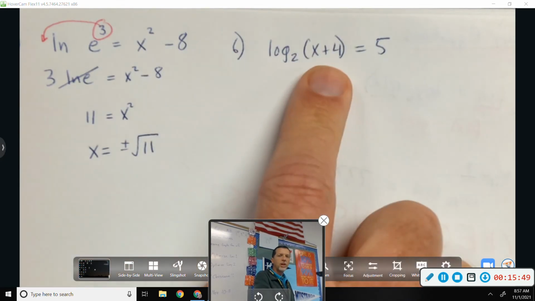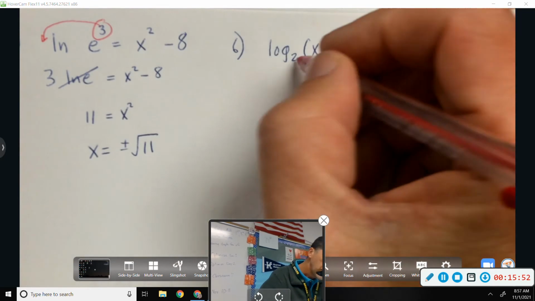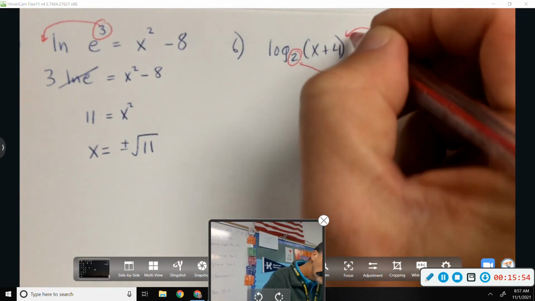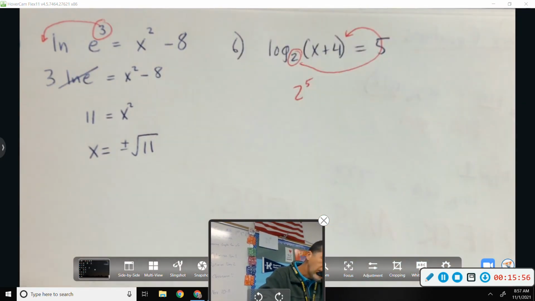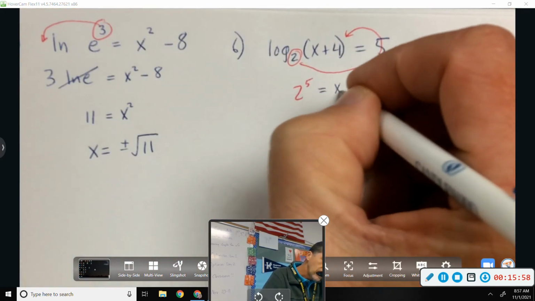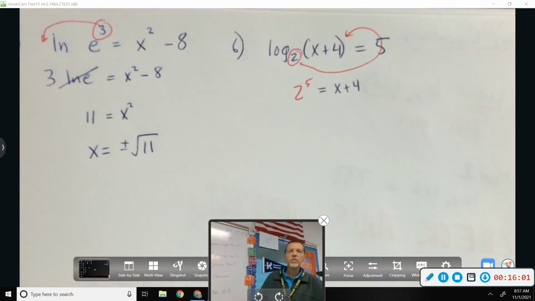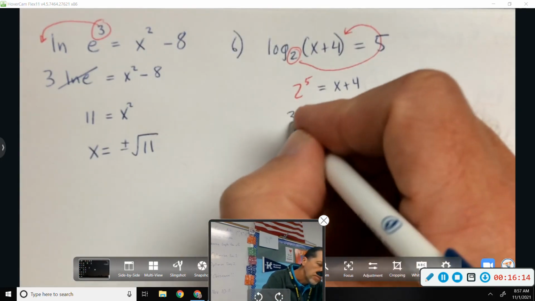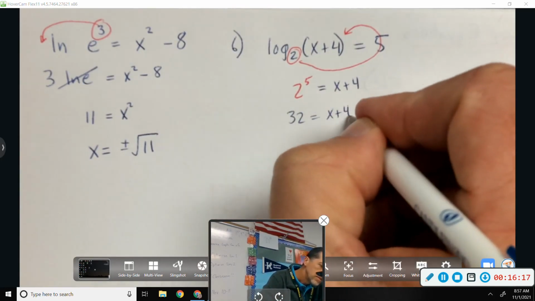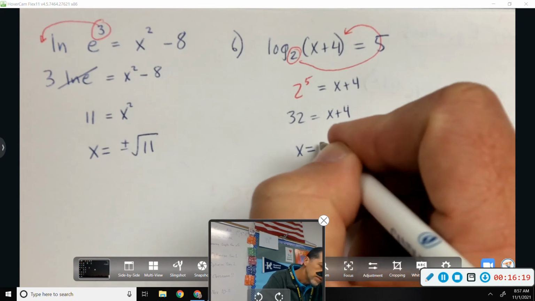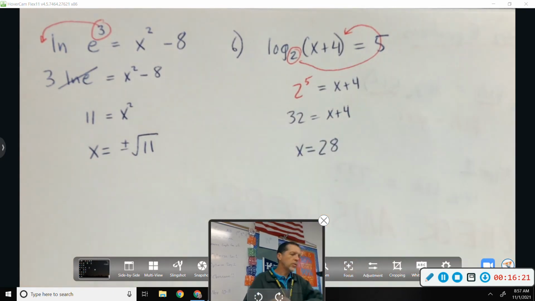All right, some of you guys are jumping ahead on this one, which is fine. 2 to the 5th equals x plus 4. Hopefully you're getting to the point where you have it, maybe not memorized, but you can get there quickly. With my fingers, 2 cubed is 8. Another 2 would be 16. Another 2 would be 32. So x equals 28.